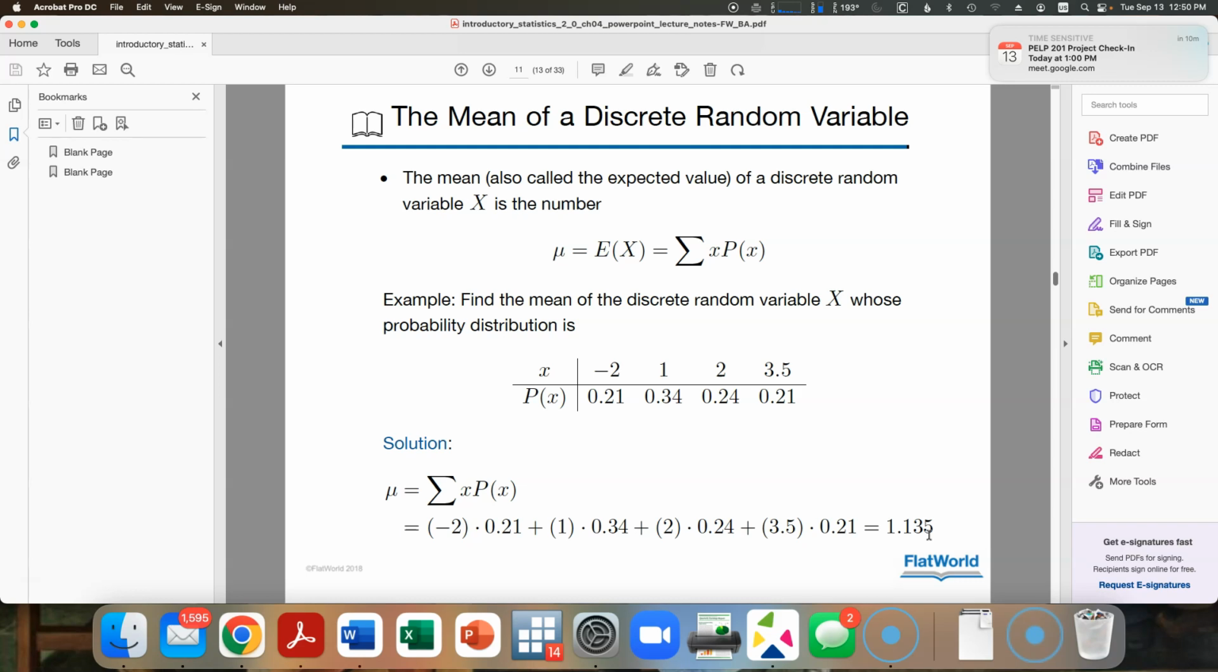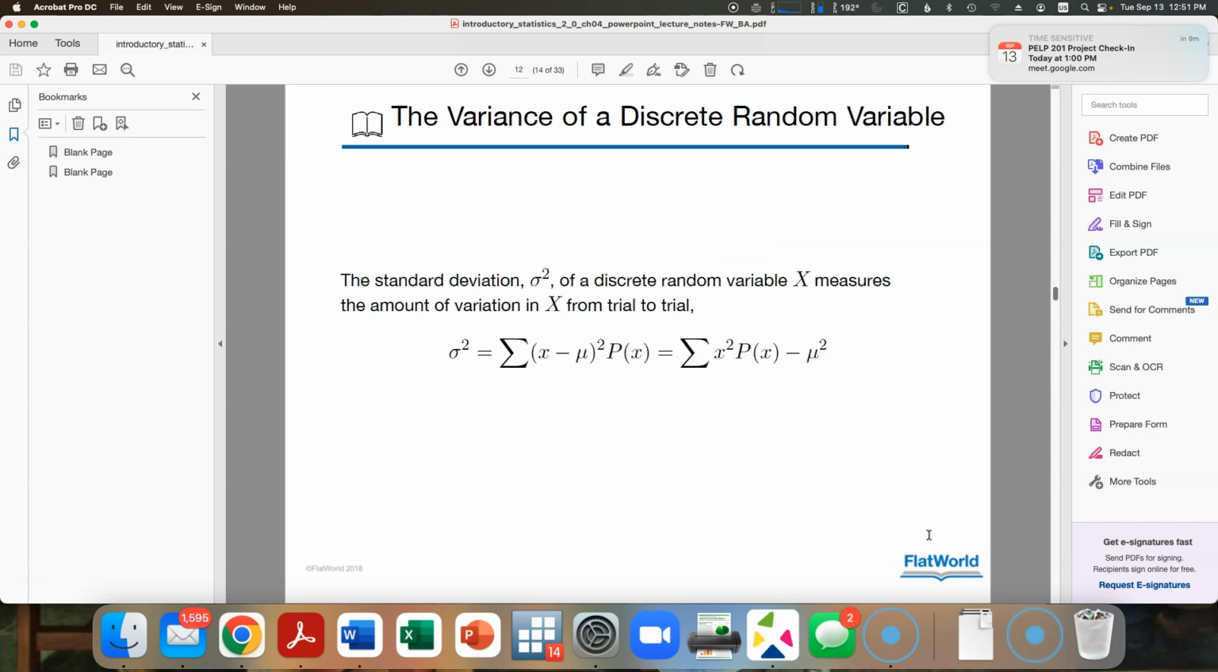But now once we've calculated the mean, we typically also want to know something about its variation. So let's look at the variance. The standard deviation would be how much variability we have between each of the trials of the experiment. What we would do is take each of the values and subtract the mean, square it, and multiply it by the probability. We could then distribute the squared, so then we could get the summation of the outcomes squared times the probability minus the square of the mean.